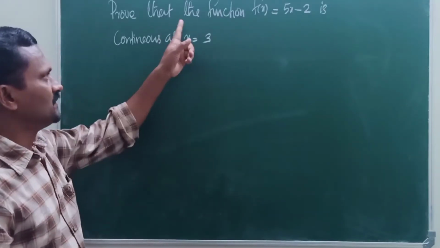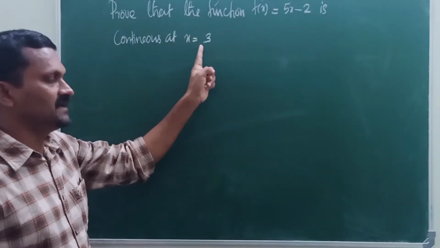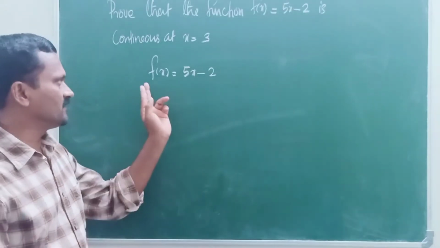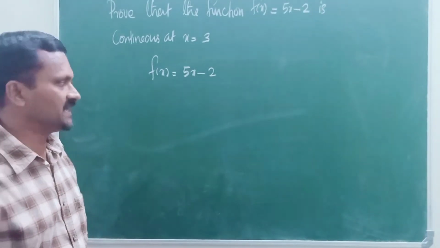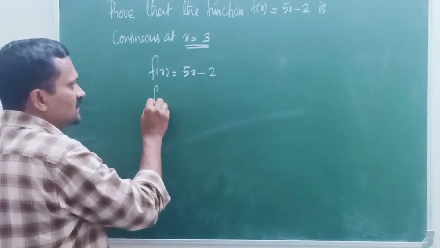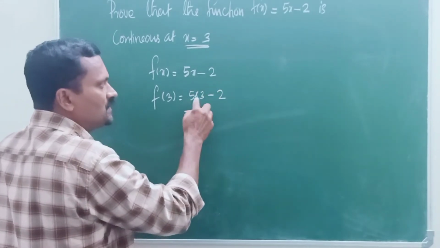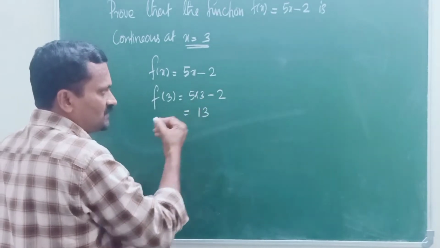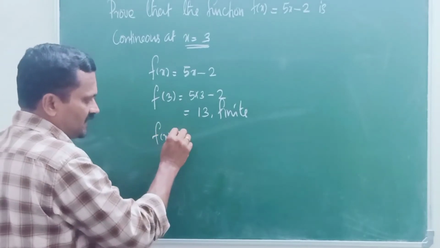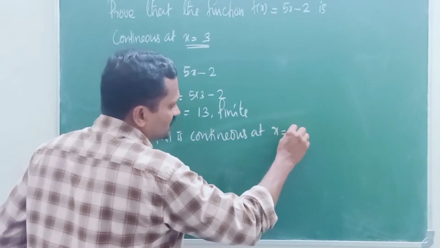Prove that the function f of x equal to 5x minus 2 is continuous at x equal to 3. Let's see the answer. Given that f of x equals 5x minus 2, we have to check the continuity at x equal to 3. Find f of 3, which is equal to 5 into 3 minus 2, that is 15 minus 2 equals 13, a finite number. Therefore, f of x is continuous at x equal to 3.